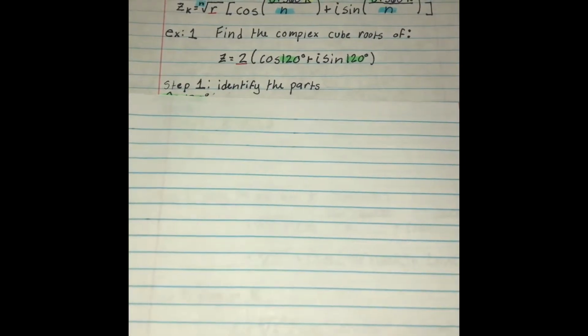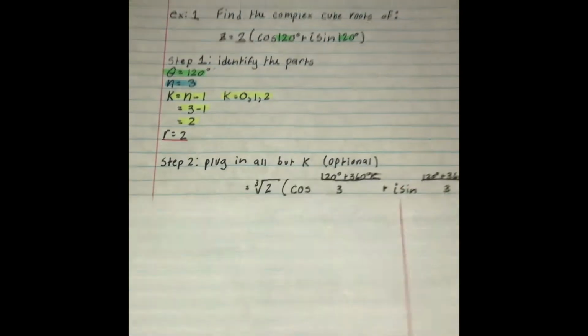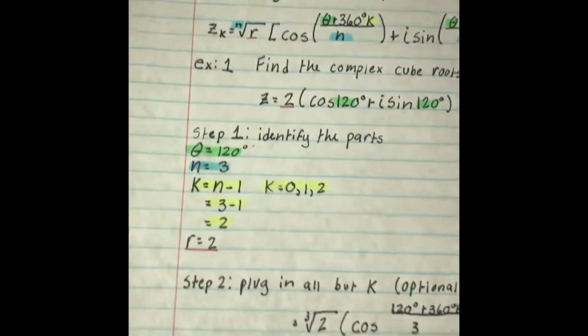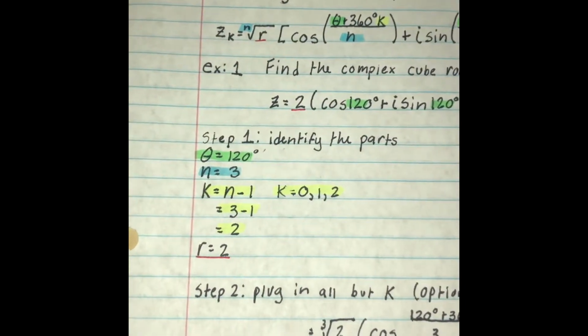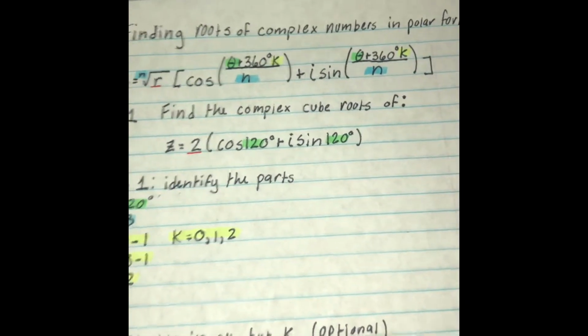So to start off, you're going to want to identify the parts. You don't really have to do this, it just is easier for me as there are a lot of variables in this. So looking at your formula, theta is going to equal 120, and n is going to equal 3. How you know that is because you want to find the complex cube root, so that is 3.